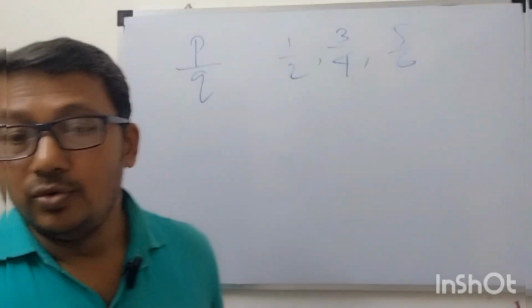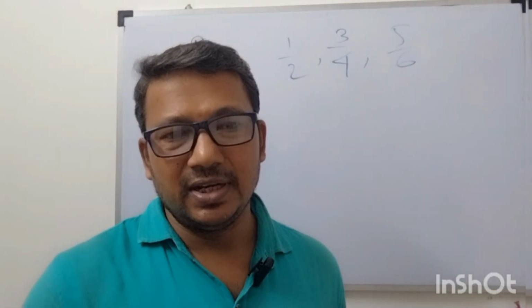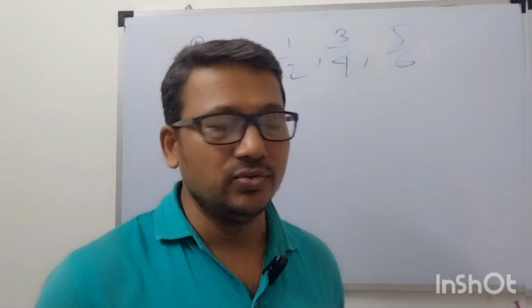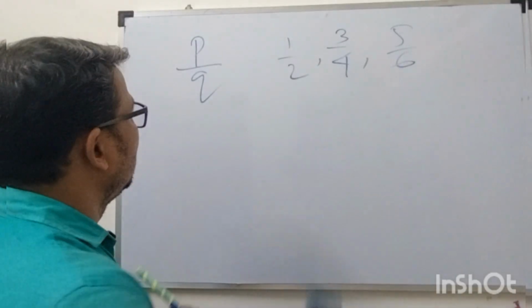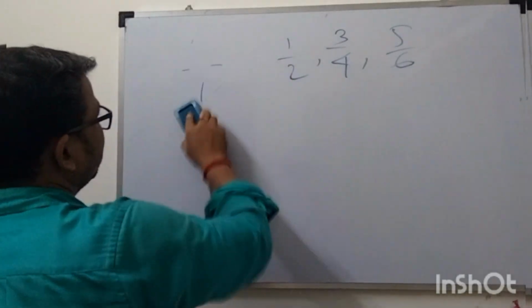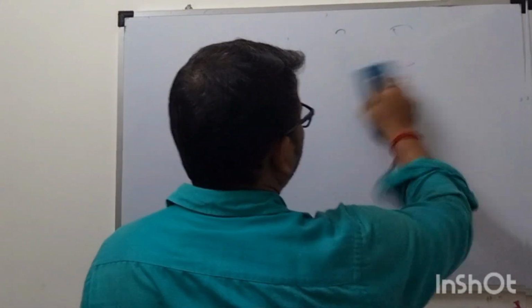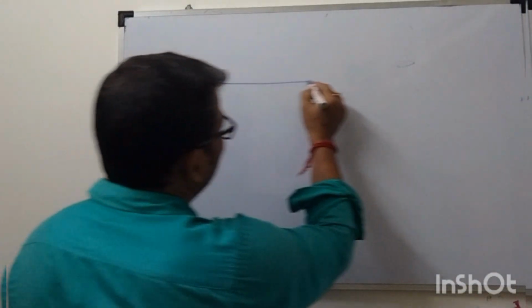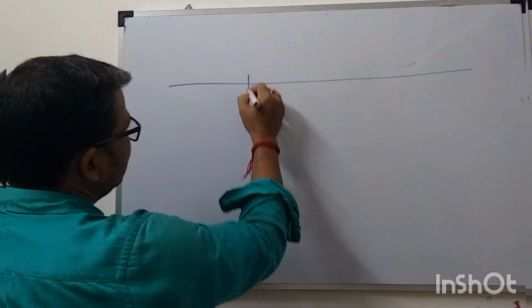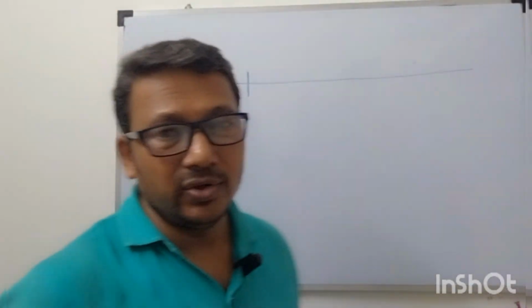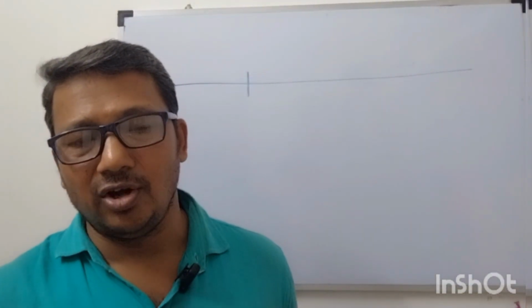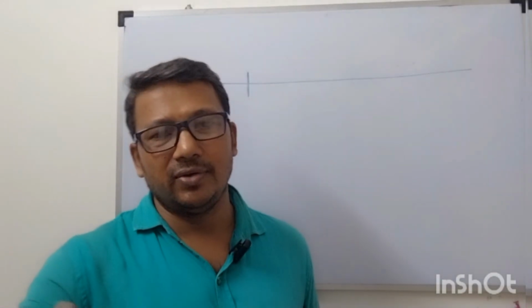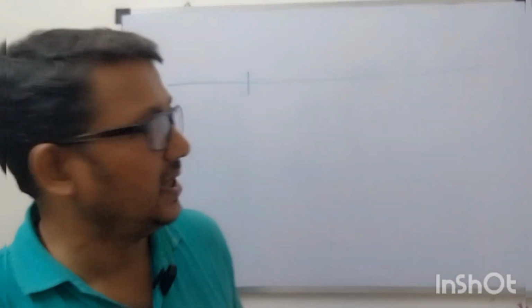And now we have to put some rational numbers on the number line. How can you do that? Suppose we have to put the number 3 on the number line. First, let us draw the number line. A number line is a line where we can put any kind of numbers, and that is called a number line.